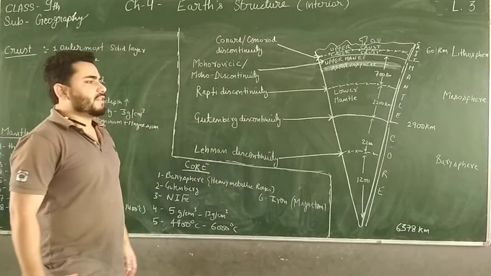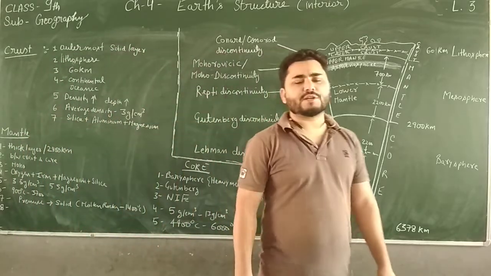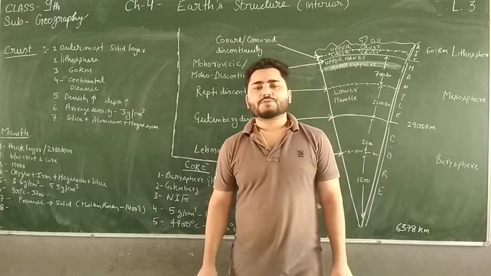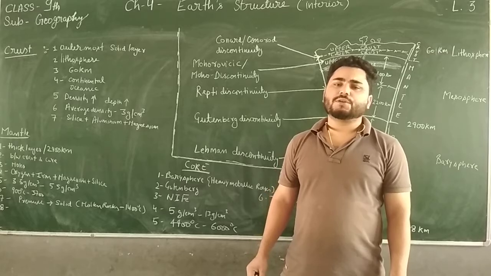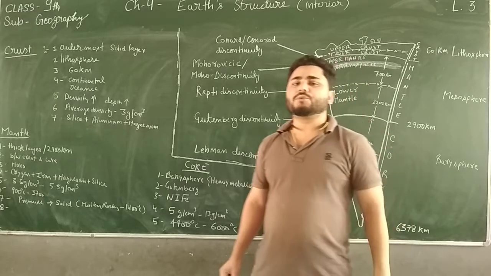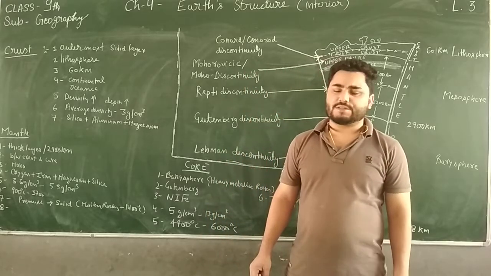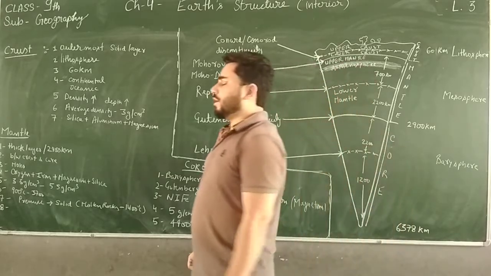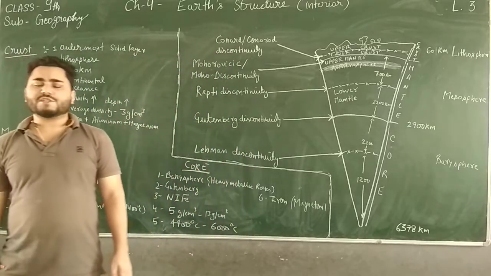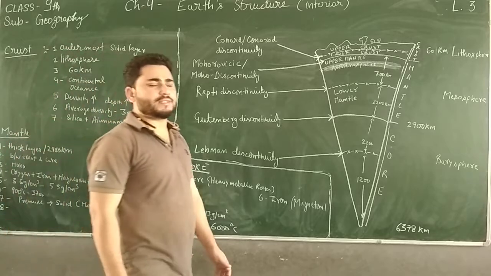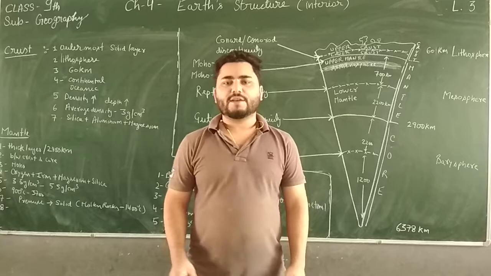After studying all those things, we are going to study the three major layers of the Earth. Dear students, we have divided the interior of the Earth into three parts. The outermost part of the Earth is called crust, the innermost part is called core, and the part between the crust and the core is called mantle. Not that one, mantle, M-A-N-T-L-E, mantle.